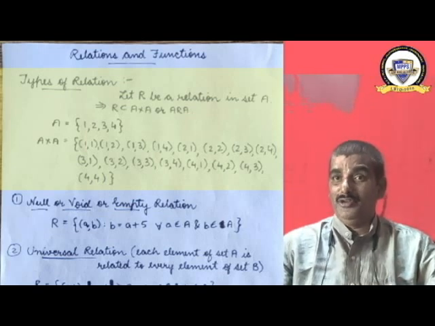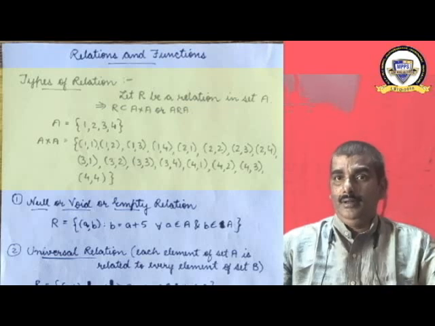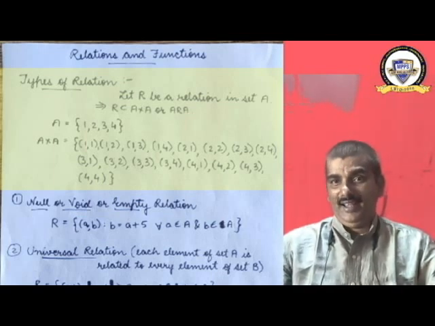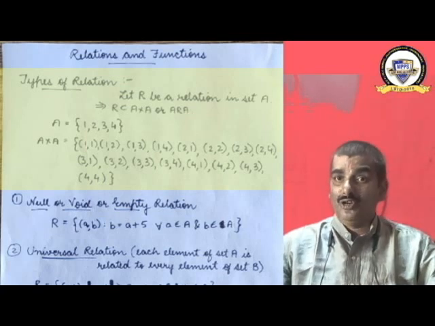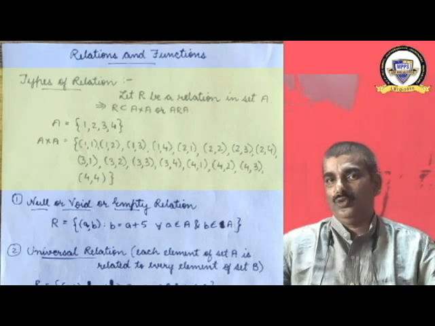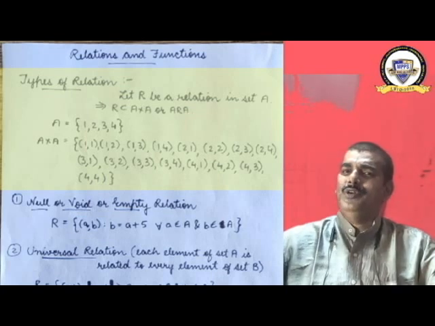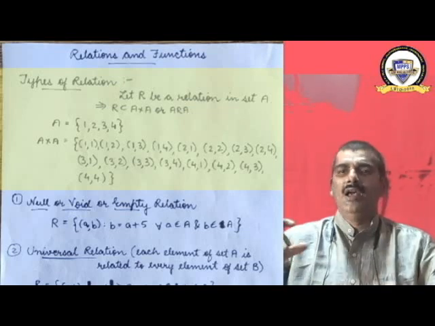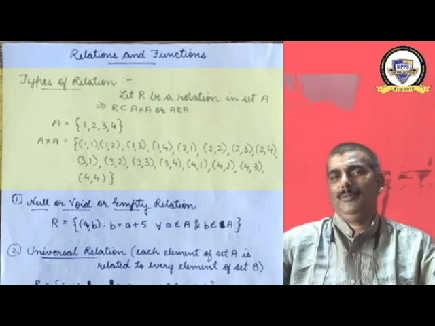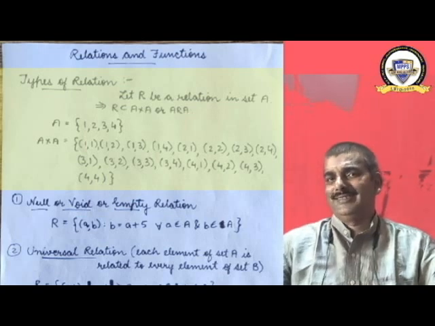Cartesian product: a relation on a set A is a subset of A cross A. So if A is equal to {1, 2, 3, 4}, what is A cross A? (1,1), (1,2), (1,3), (1,4), (2,1), (2,2), (2,3), (2,4), (3,1), (3,2), (3,3), (3,4), and (4,1), (4,2), (4,3), (4,4). That will be the whole set, the universal set of A cross A. All the elements are there.